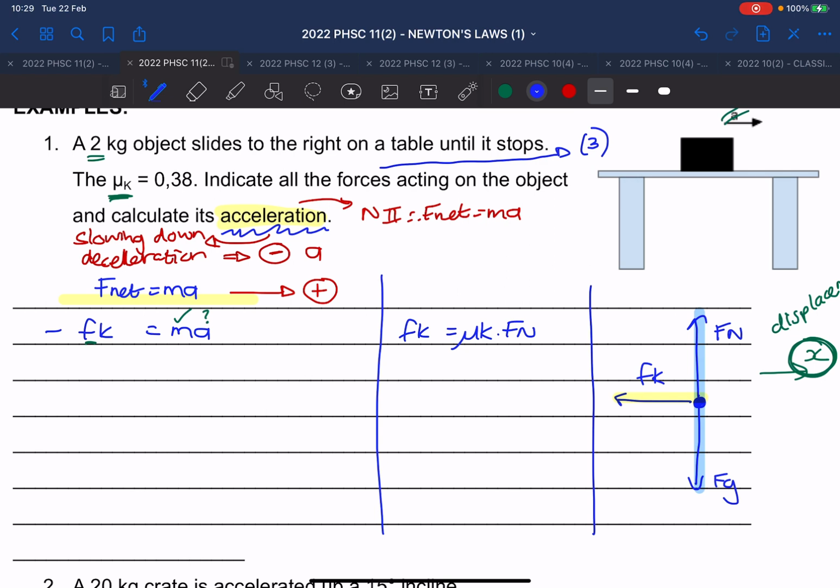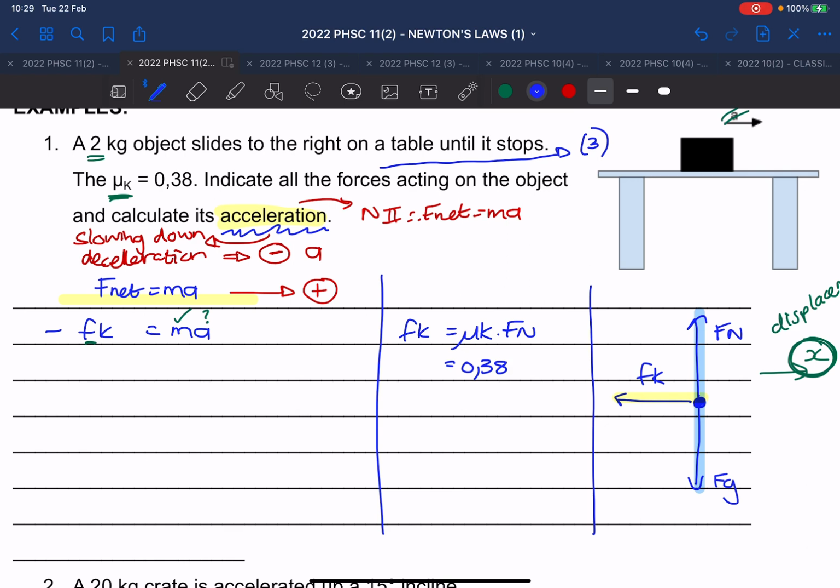Can you see it's two different things? The one is just a coefficient, and the other one is the frictional force. Right, so we want to calculate the frictional force using the μk. The μk is 0.38.